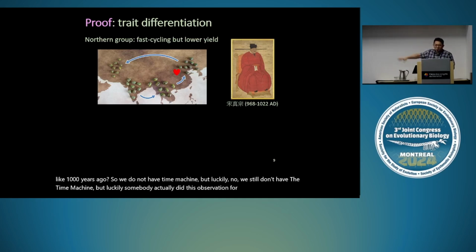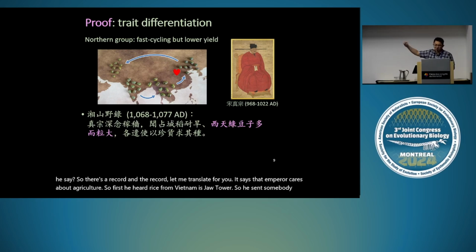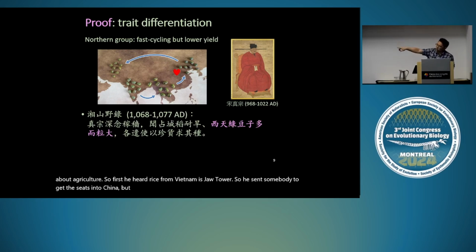So what you see here is an ancient Chinese emperor, and you can see the heart on the map, right? That's where he lived, in northern China. So what did he say? There's a record, and let me translate it for you. It says that the emperor cared about agriculture. First, he heard that rice from Vietnam is drought tolerant, so he sent somebody to get the seeds into China. But what's important is the sentence in red.